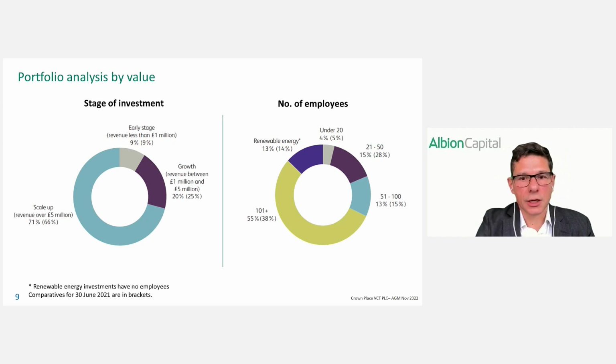On this slide, we look at the portfolio in a slightly different way, through a different angle. We look at the maturity of companies we've invested in. Typically, the Albion VCTs, and that includes Crown Place VCT, would invest at a reasonably early stage in a company and then follow through a series of rounds as those companies scale up.